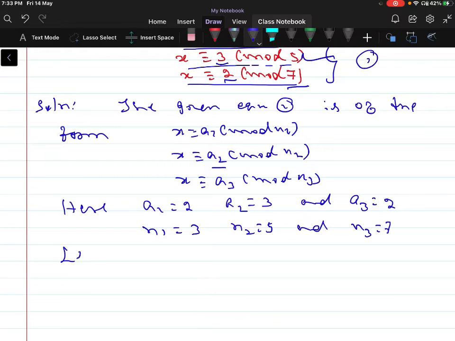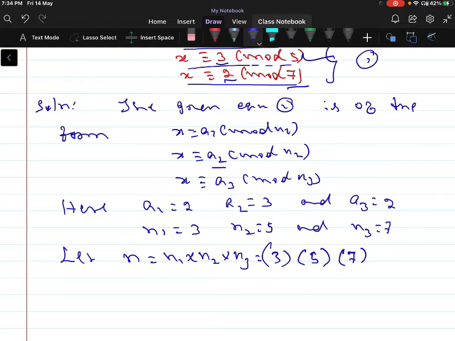Let n be equal to n1 into n2 into n3, where n1 is 3, n2 is 5 and n3 is 7. So 7 5s are 35, 35 3s are 105. So n is equal to 105.